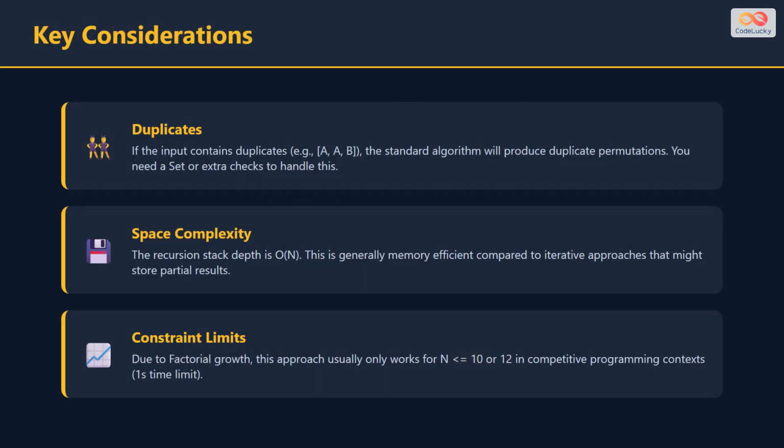Here are some key tips. First, if your input has duplicates, the standard algorithm will produce duplicate outputs, so use a set to handle that. Second, while the recursion depth is only n, the number of function calls is massive. Finally, always remember that factorial time complexity limits this to small datasets.